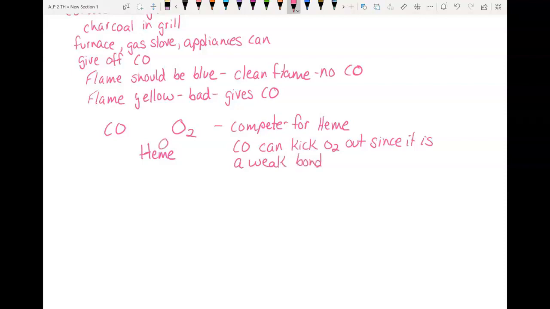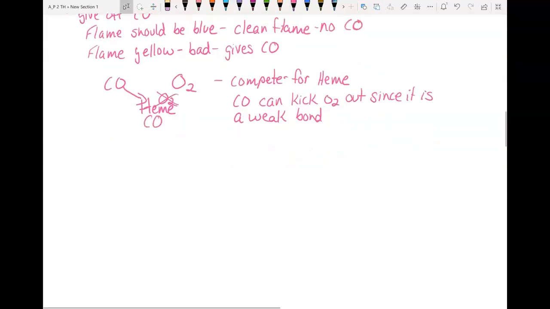So if you have oxygen on here, carbon monoxide comes along. It's kind of like a big bully. And that's a weak bond holding the oxygen to the heme. So the carbon monoxide kicks the oxygen out, and then it takes its place, binding to the heme. This means that now you're not delivering oxygen to your cells.